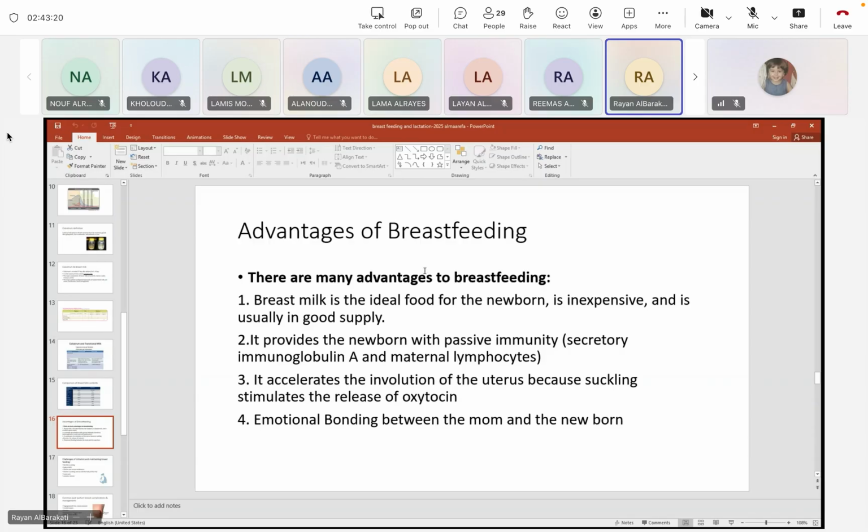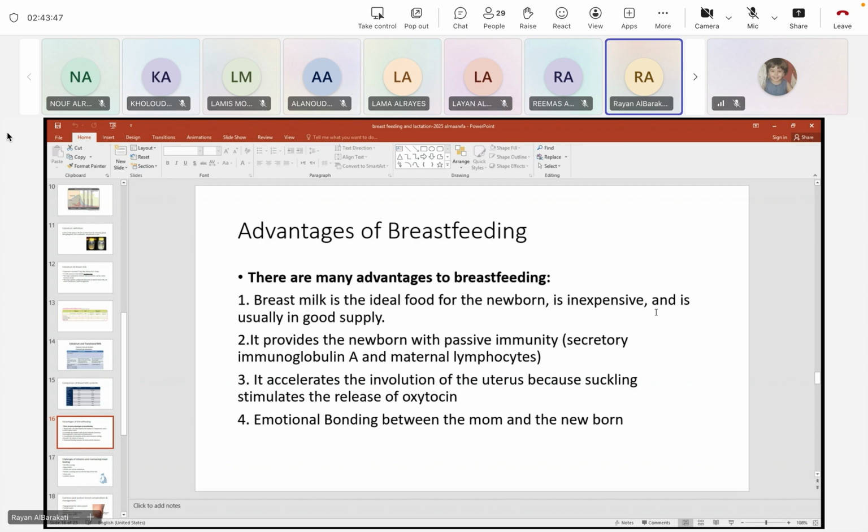طبعا advantages of breast milk or breastfeeding. There are many advantages of breastfeeding, for the baby and the mother. Breast milk is the ideal food for the newborn, especially to start and prepare the digestive system, which is first introduced to food. It starts with the colostrum, and then transitions into transitional milk and mature milk.